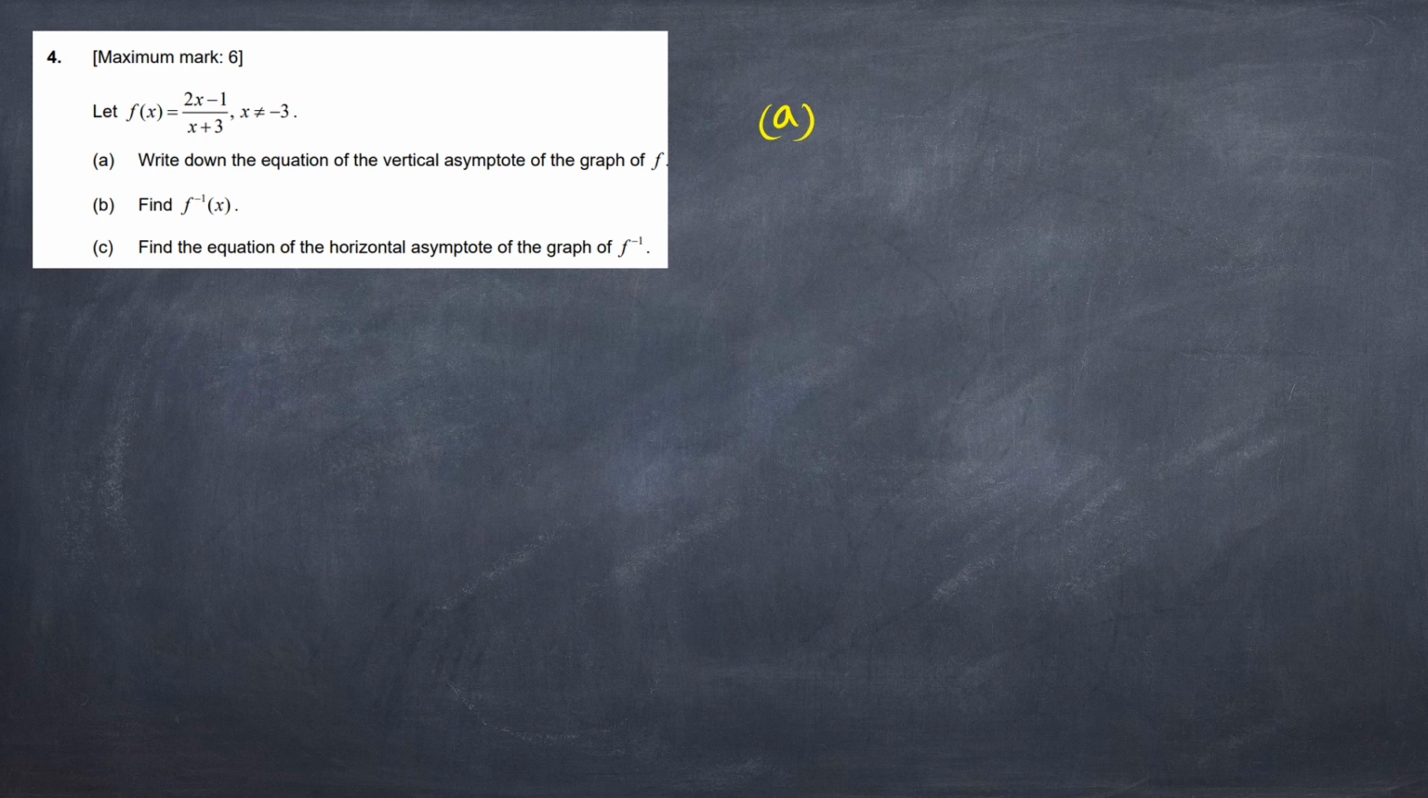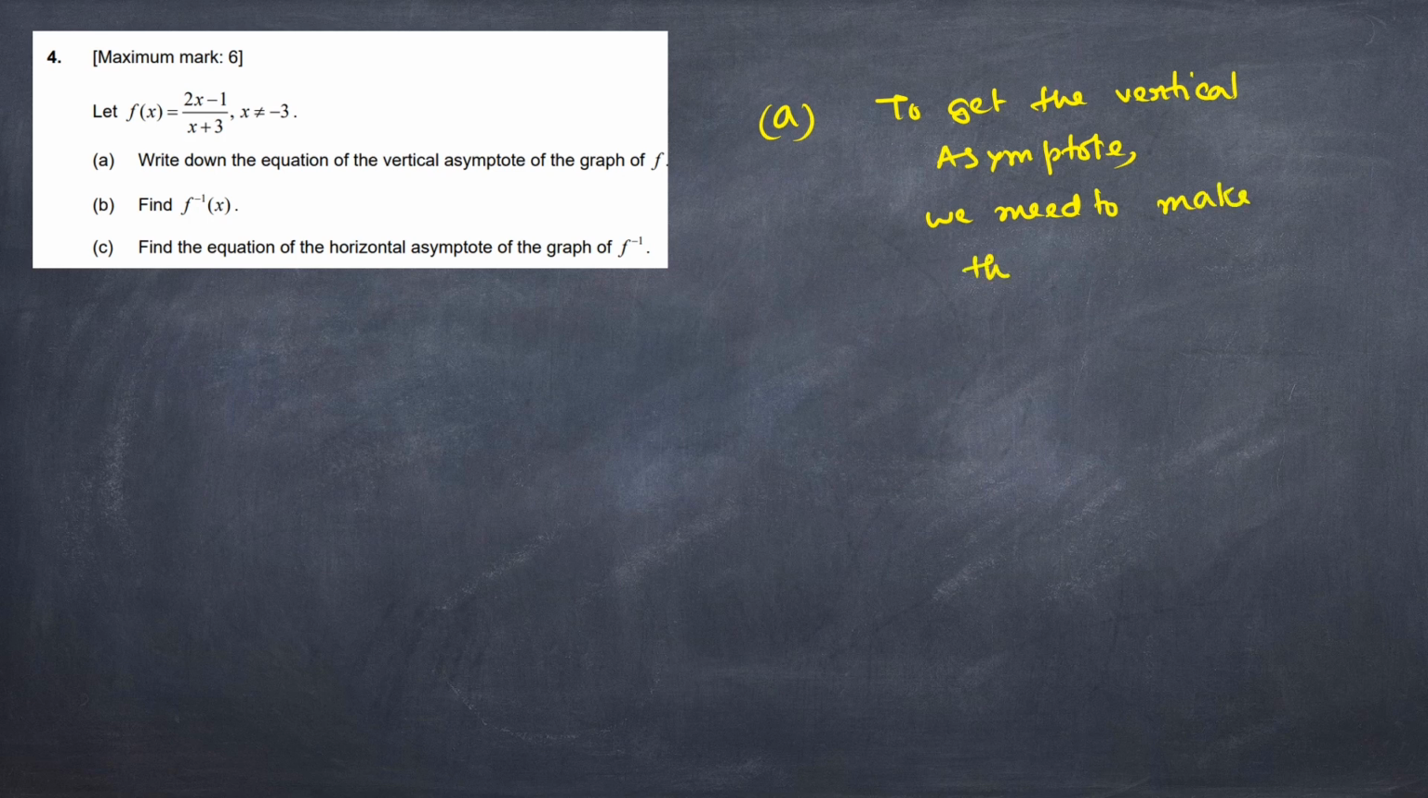For vertical asymptote, to get the vertical asymptote, we need to make the denominator equals to 0. So here what is the denominator? Here as you can see the denominator is x plus 3. So x plus 3 is equals to 0. So from here we can write x is equals to minus 3. So this is the vertical asymptote.